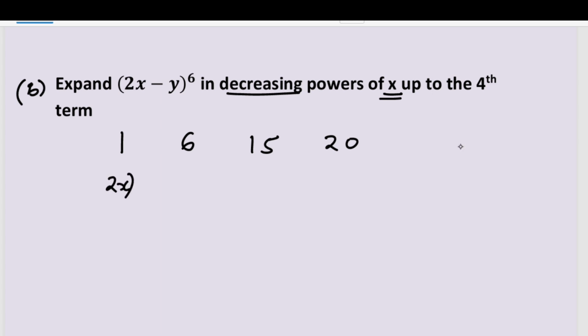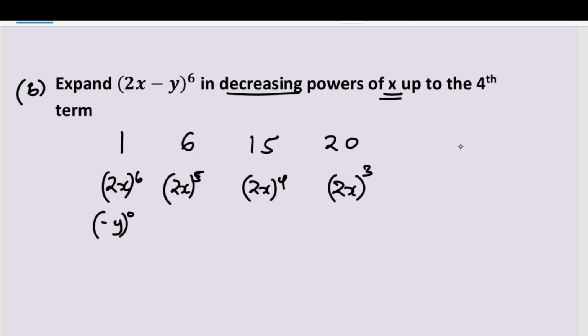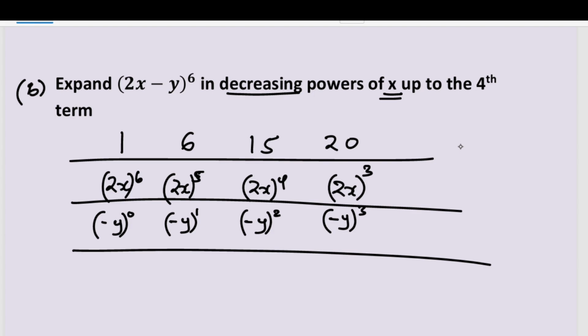So we shall have 2x raised to power 6, 2x raised to power 5, 2x raised to power 4, 2x raised to power 3. Then for y, it will now be increasing: negative y raised to power 0, negative y raised to power 1, negative y raised to power 2, negative y raised to power 3. And then the next step is to multiply.